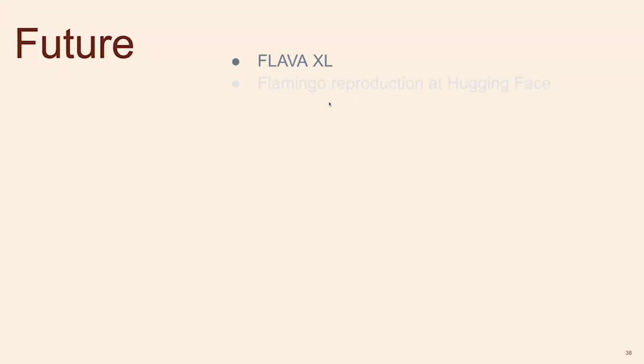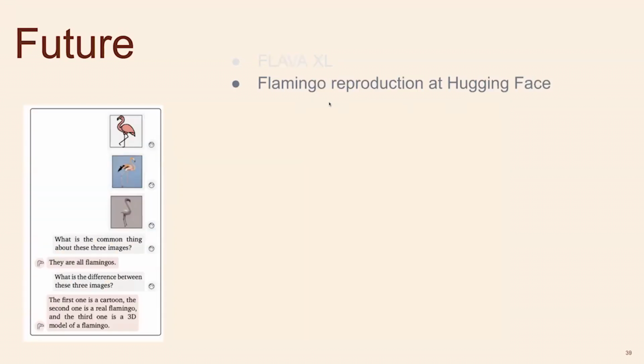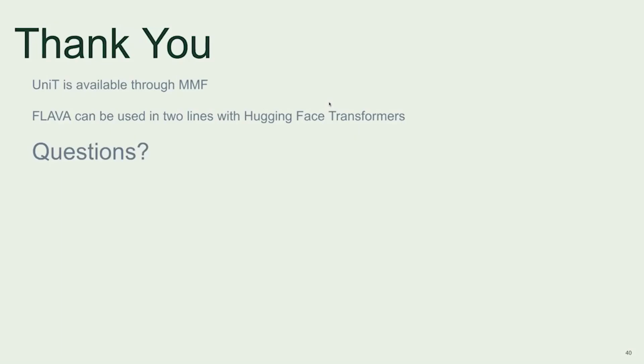Finally, the future. We are working on an extension of FLAVA, creating a bigger model which we call FLAVA XL, using LAION and some other data sets that are not publicly available, like a bigger version of the Pile. We are also doing a reproduction of Flamingo, which is like a chatbot on top of images, in Hugging Face. So we will soon be seeing more of these vision and language foundation models in the open. UniT is available in MMF, and FLAVA is in Hugging Face Transformers.